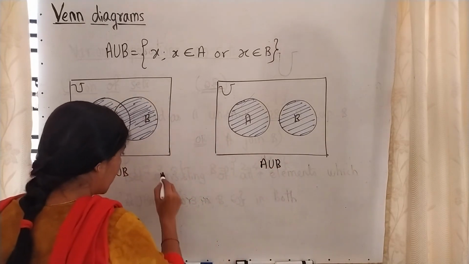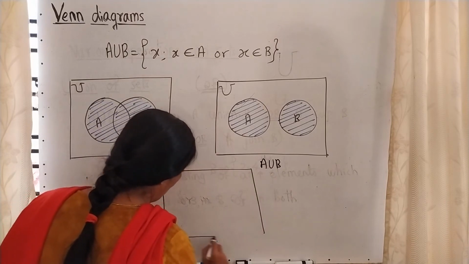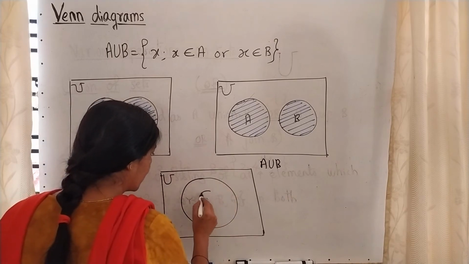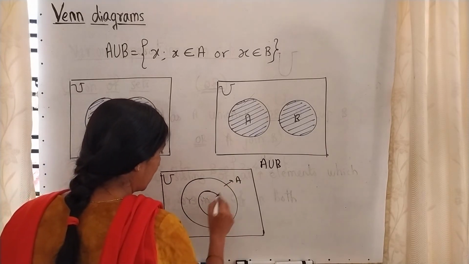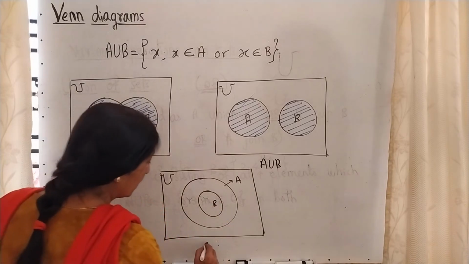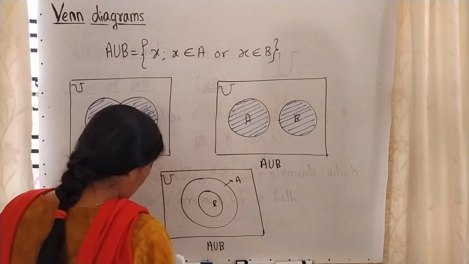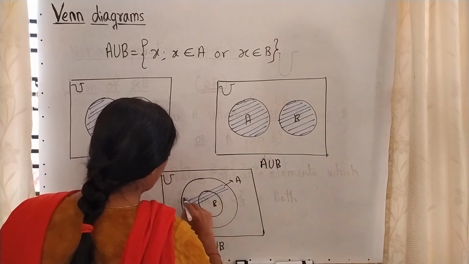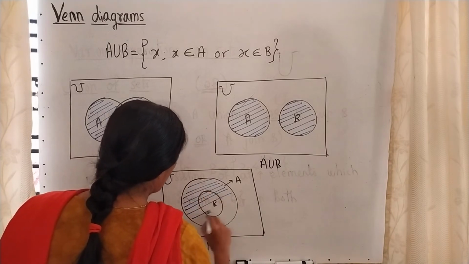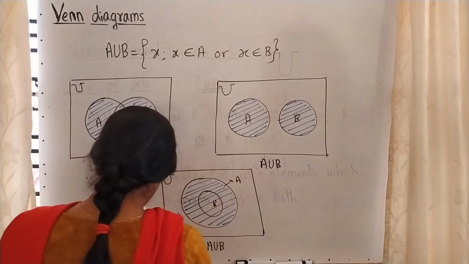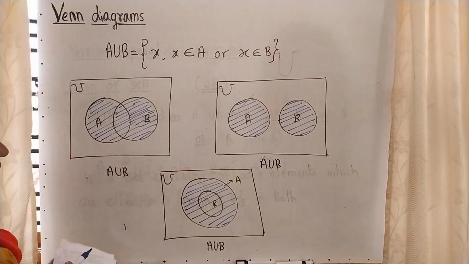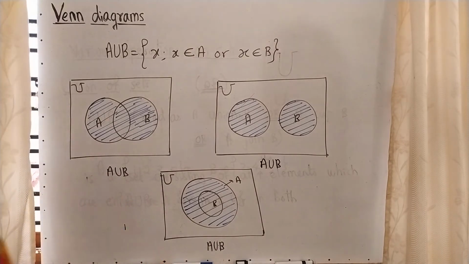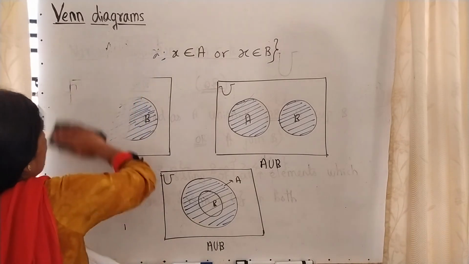And in some examples, one set is a subset of another. The outside set is A and the inside set is B. At that time the union is represented like this. This complete part is A union B. So this is a method of representing A union B in the Venn diagram. And we have some important properties of union of sets.